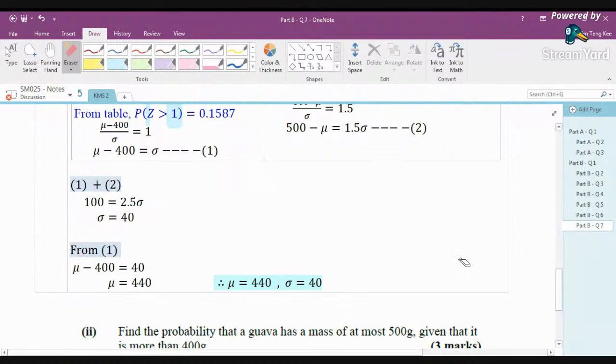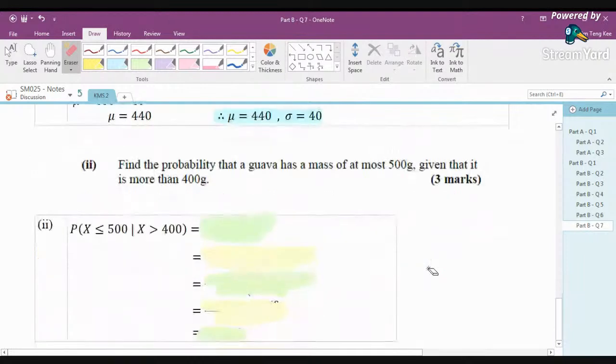Finally, the last part. We want to find the probability the guava has a mass of at most 500, given that it's more than 400 grams. So this is actually a conditional probability where more than 400 is the condition. Under this condition, we want to find the probability of at most 500. If I write in conditional probability form, on top I will have 400 until 500, between the one in blue and the one in yellow.